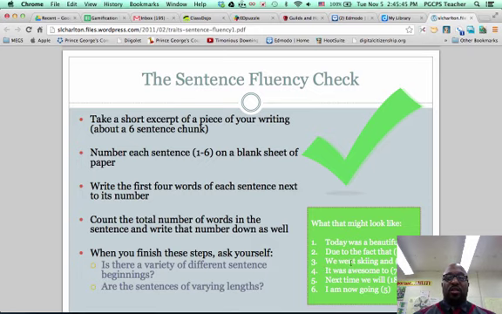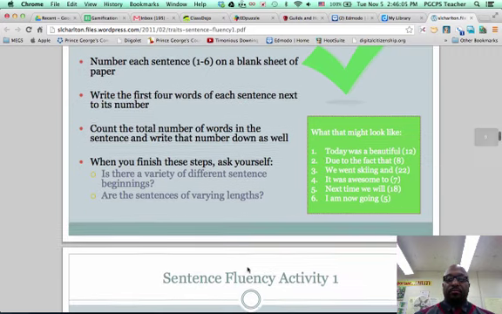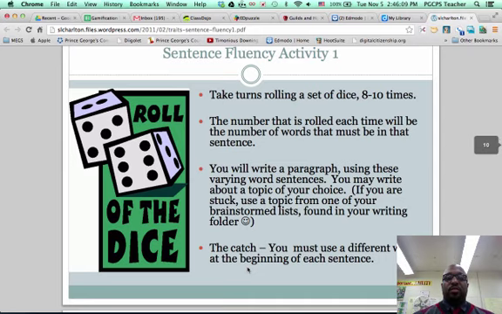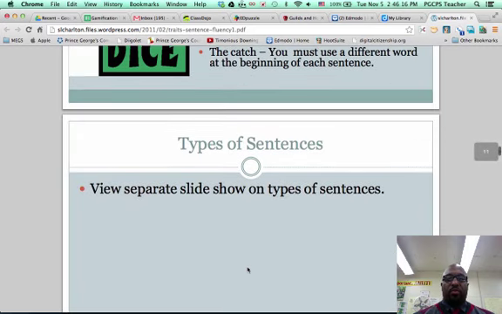All right, and this is an example. So the first sentence was, today was beautiful due to the fact that we went skiing and it was awesome. Next time we will, and I'm going. So it's in terms of writing how many words are in each sentence and looking at the total to see if your sentence varies in length. All right. So this is a sentence fluency activity we're going to do in class. It's called Roll the Dice. You don't need to worry about this, so we'll move on.